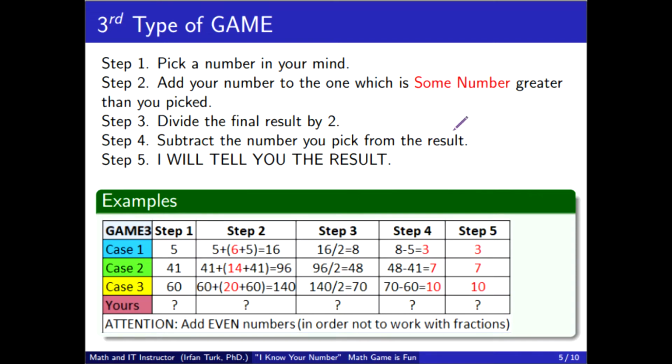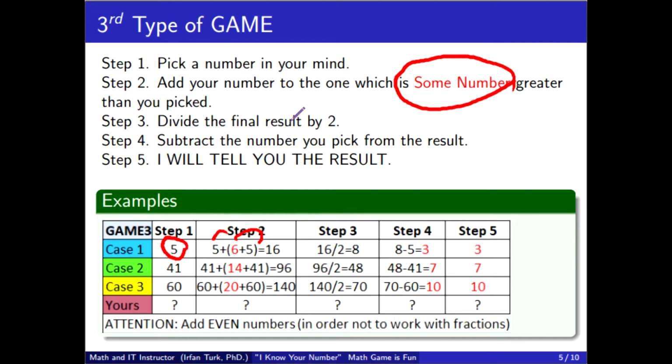And this is the third type of the game that you can also play with your colleagues or friends or students or teachers, whoever you want to play with. And again, we just pick a number and then we add some number greater than the one you picked. For example, we have a case here. Let's say the person picks 5. And then you can say add 6 to that number and then add it to the number that you picked. In this case, it's going to be 11 plus 5, which is 16.